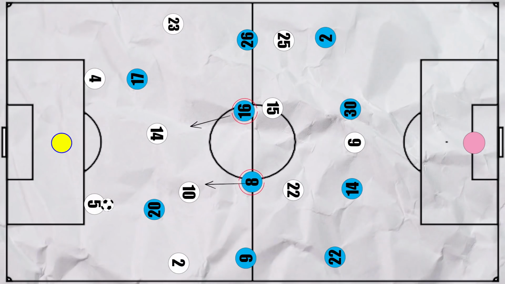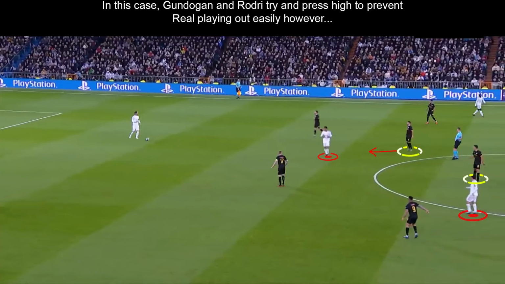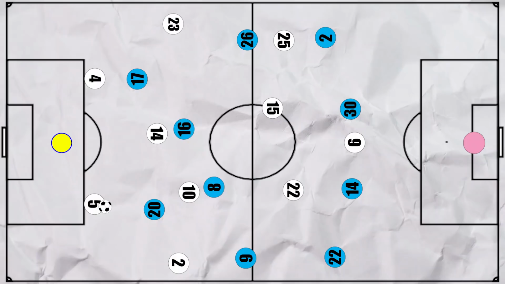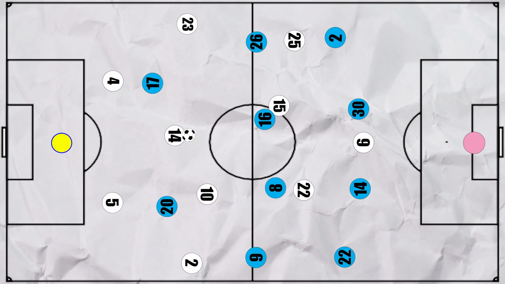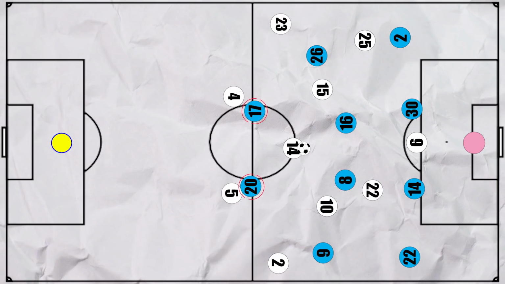At times, when City's double pivot joined in this press, Real could look to find their man between the lines with a simple chipped ball. So most of the time, the City double pivot sat deep, and this allowed Real to move up the pitch more easily. When high up, City dropped into a 4-4-2, but kept the two forwards slightly higher.